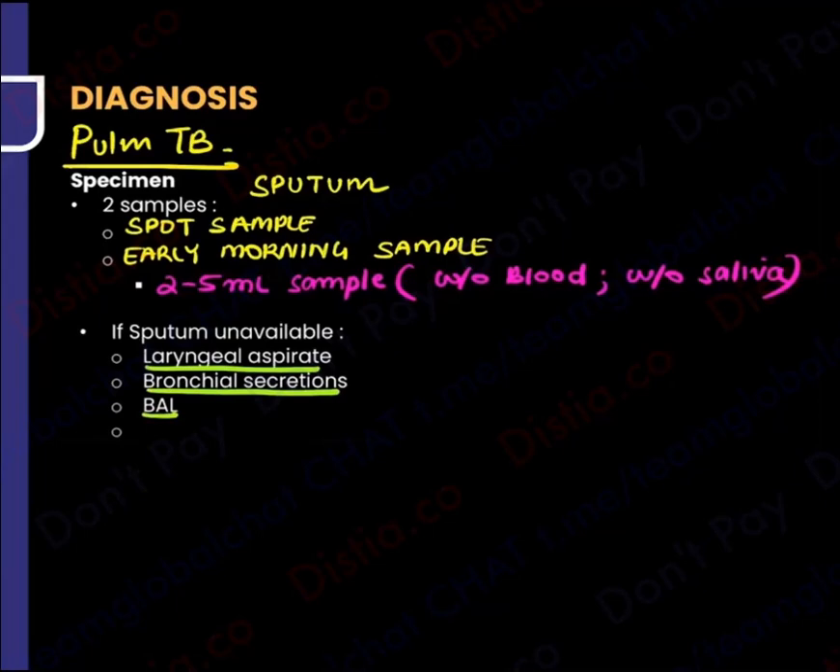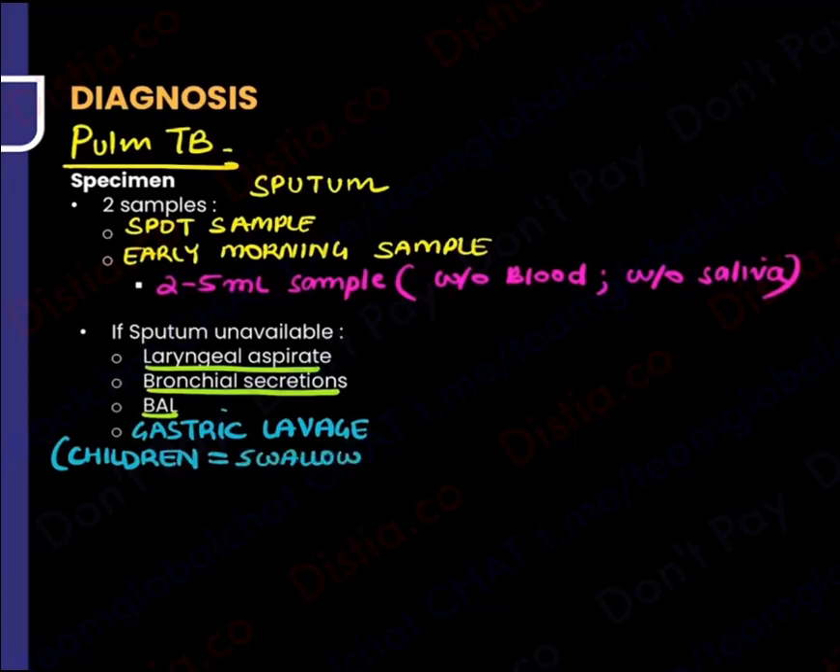What if it's a child? Now please note, in children, we might have to do a gastric lavage. Why gastric? Because children don't tend to spit out the sputum. Whenever they cough, they tend to swallow their sputum, right? Because young children don't know that they have to spit out the sputum. So they might end up swallowing the sputum. This means all that sputum is going into their stomach. So now you have to do a gastric lavage.